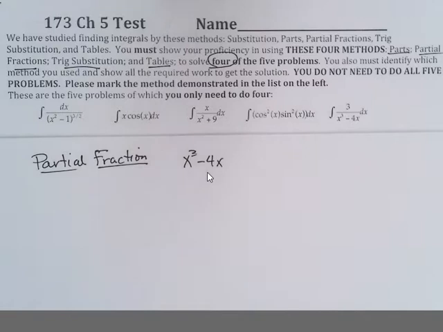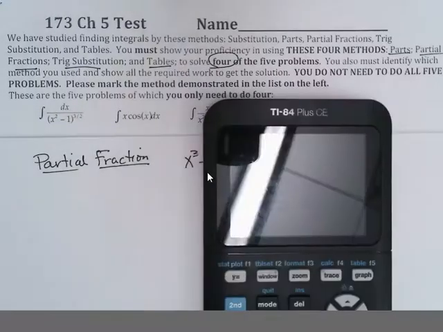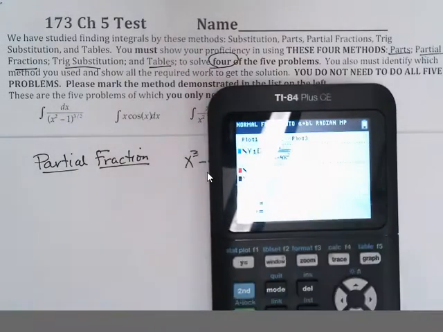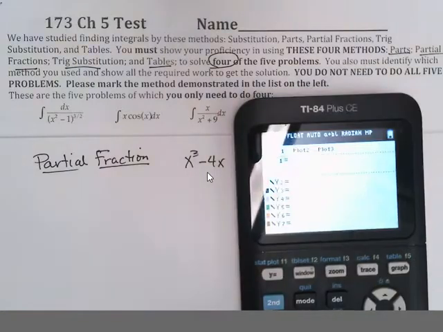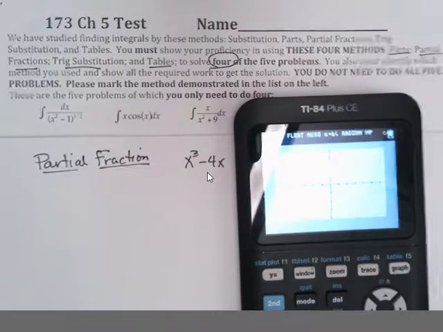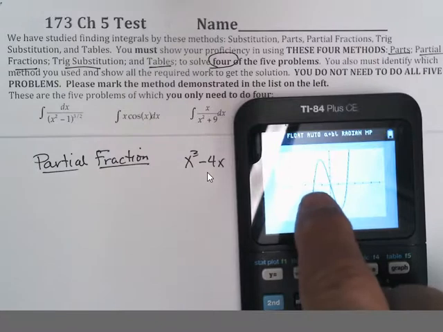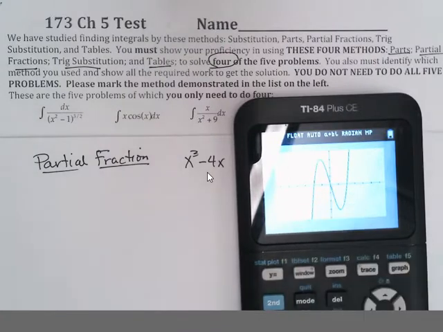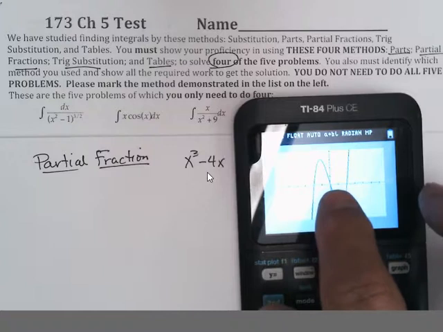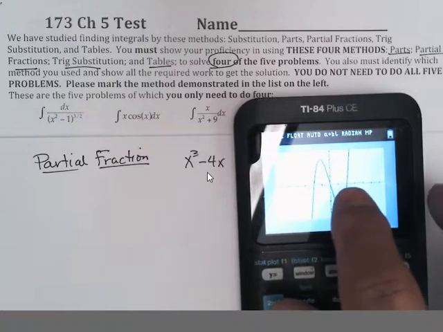Now, if you don't know how to factor it, you can turn on a calculator. We can go to y equals and clear, and we can type in x to the third minus 4x, and then we can graph, and it crosses at minus 2, 0, and 2. The factors must be x plus 2, x, and x minus 2.